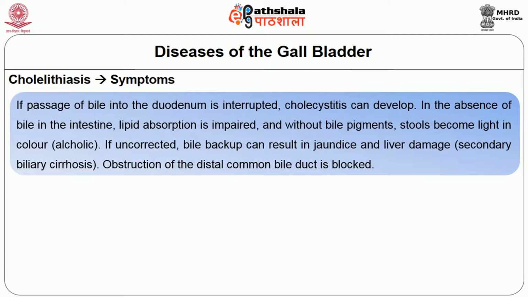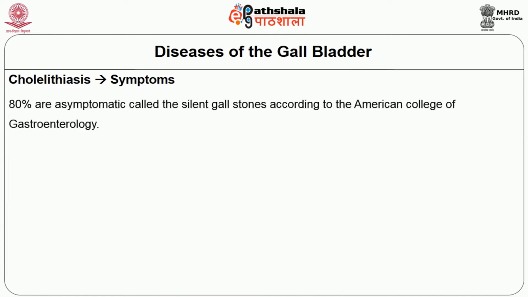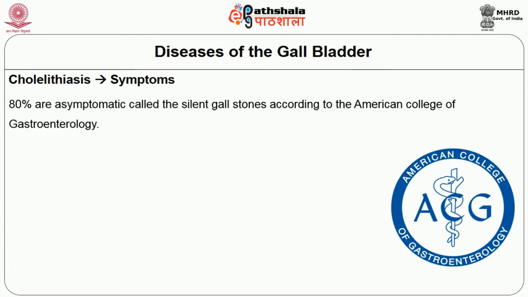Obstruction of the distal common bile duct is blocked. Gallstone attack: the pain in the right upper quadrant of the abdomen often radiates to the back or right shoulder to shoulder blade. The pain persists from 30 minutes to several hours, especially after fatty meals. 80% are asymptomatic, called the silent gallstones, according to the American College of Gastroenterology.